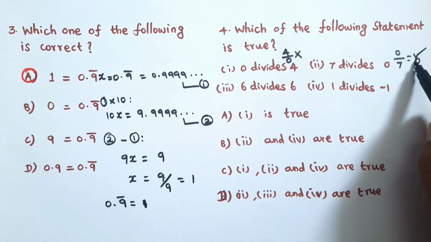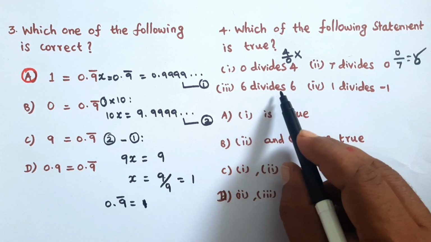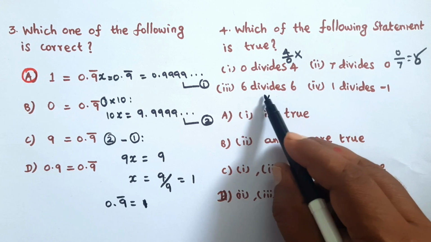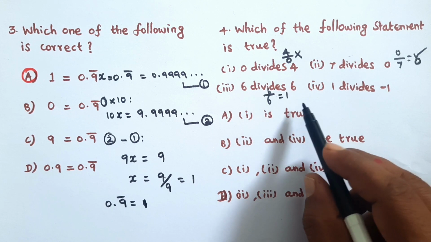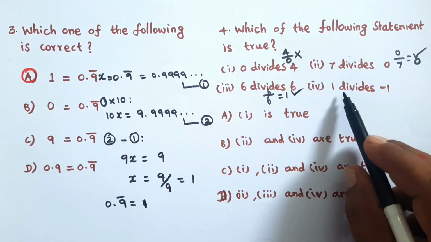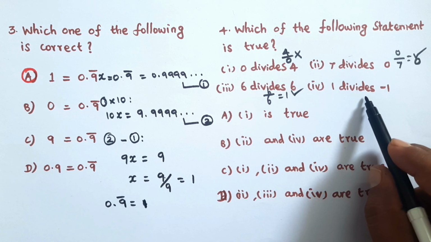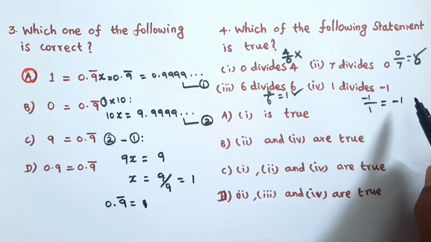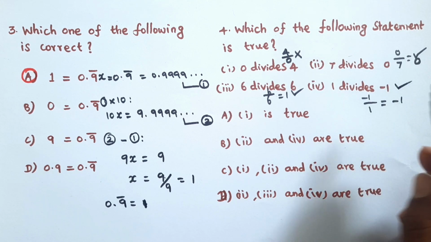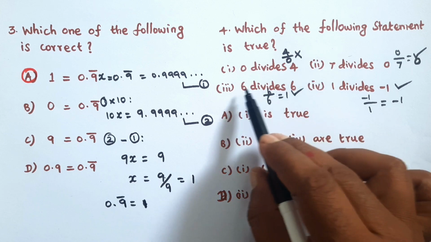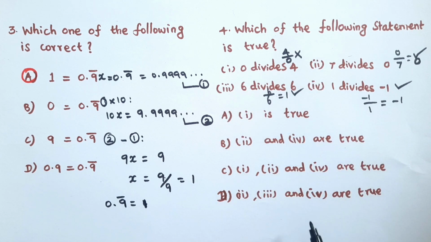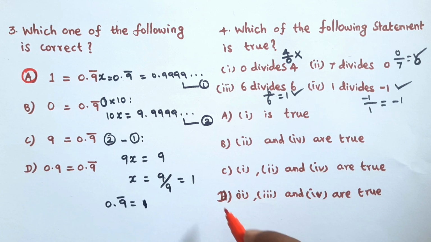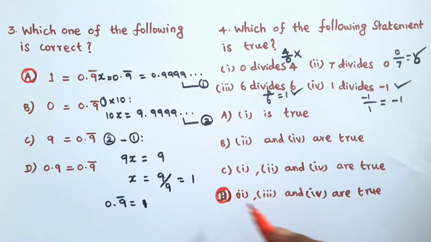Which means we get answer 0. 6 divides 6, we get 1 as the answer. It's also correct. 1 divides minus 1, minus 1 by 1, we get minus 1. It's also correct. Options 2, 3, 4 are true. That option is given in the fourth option. D is the correct choice for this one.